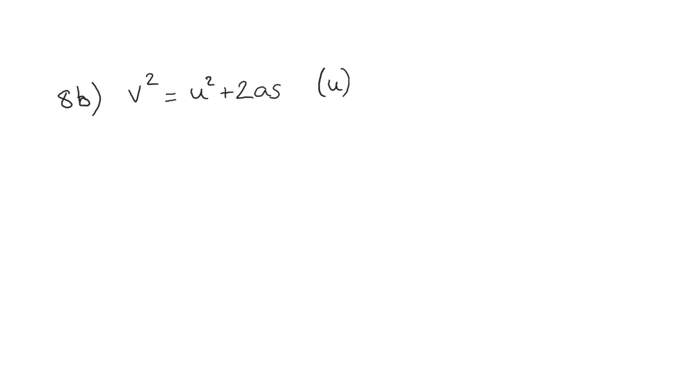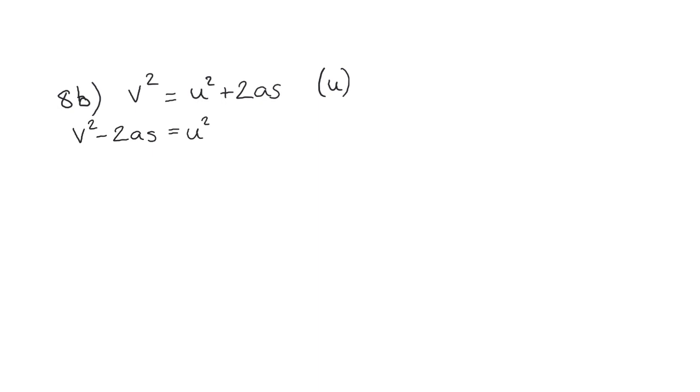So the first thing that I'm going to do is I need to get rid of this 2as. It's plus 2as. So the 2, the a and the s are all multiplying. They're all stuck together. So I can move that as one thing. If it's going to go over to the opposite side, then it's going to be the opposite operation. The opposite of adding is, of course, subtracting. So that'll become v squared subtract 2as equals u squared.